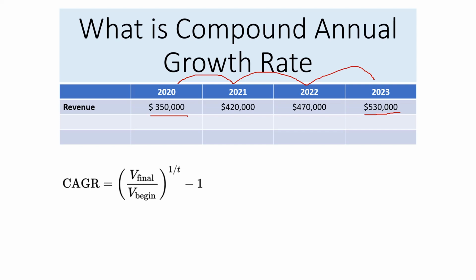And then minus 1. So it goes final value, 530,000, divided by the beginning value, 350,000, to the power of 1 over 3 minus 1, which gives us a compound annual growth rate of 14.8%. Now, is there a quicker way of calculating the compound annual growth rate? The answer is yes, if you use Excel.